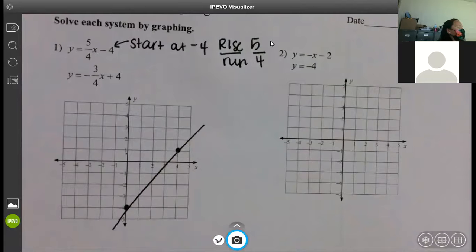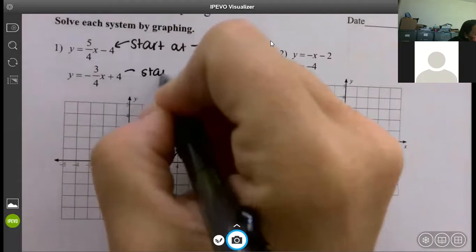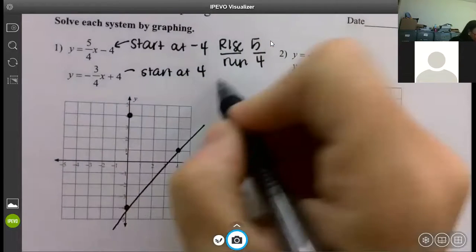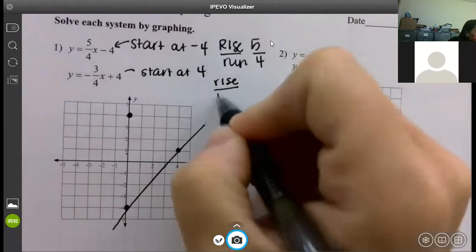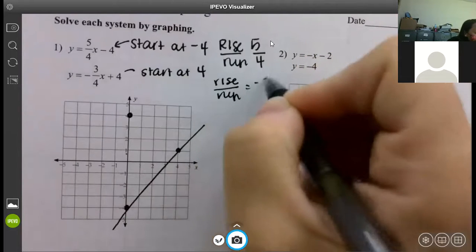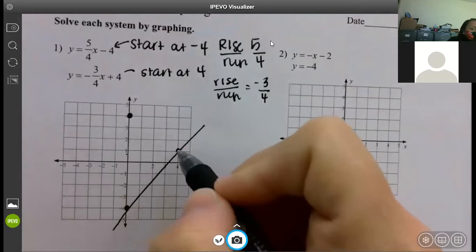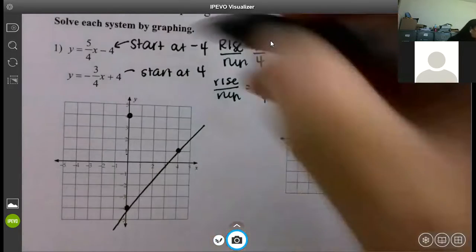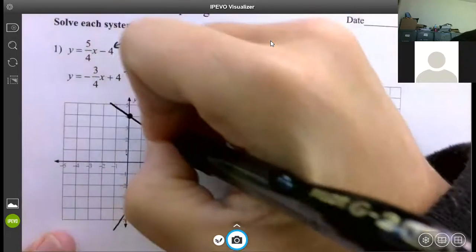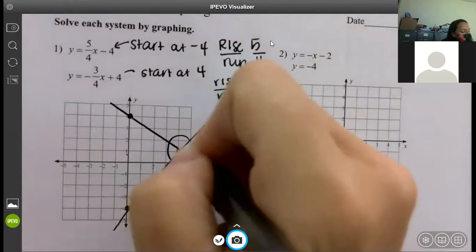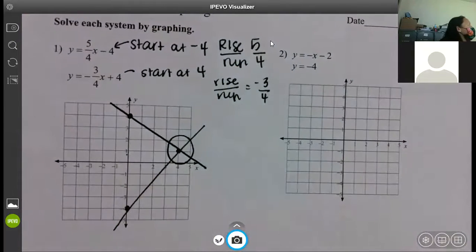And then I'm going to graph my other one. What's the other one say? Start at +4. Your rise over your run is -3/4. So I'm going to go down 3 and right 4. And you'll see that it hits that point that we've already made. And we'll connect that. What we're looking for is that point where they cross to be our solution.